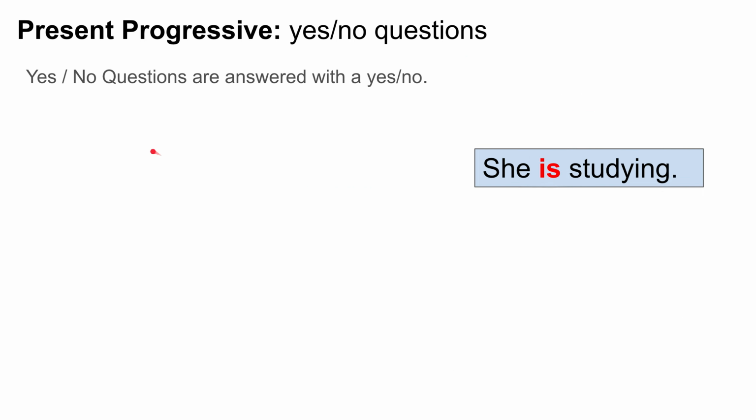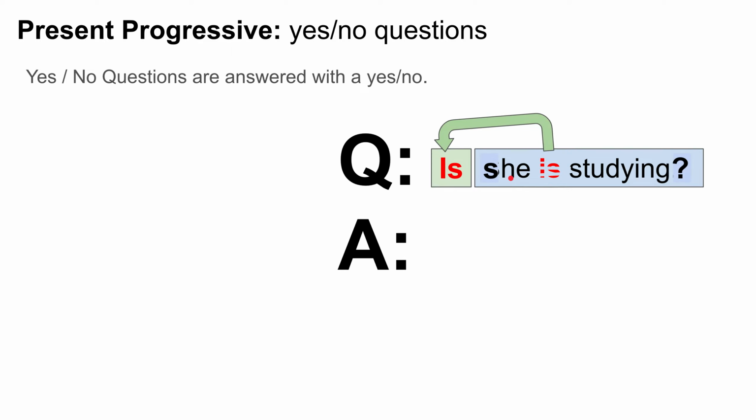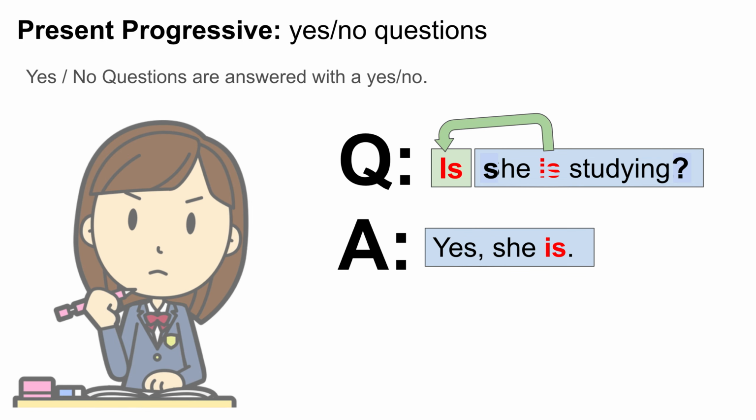Now let's give you another example. So again, she is studying. Is she studying? So, Q&A. Is she studying? Yes, she is. This is a yes-no question. We answer it with a yes or a no.